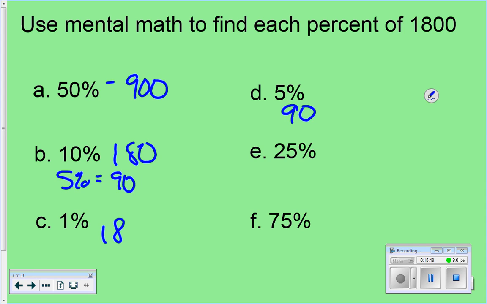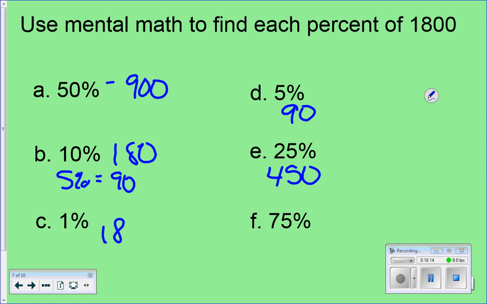I could divide 50 in half, or I could take 10 plus 10 plus 5. So this plus this plus this, or let's just divide it by 2. That's easy. What can I do for 75? What do you think, Connor? Or 25% times 3, that's one way.